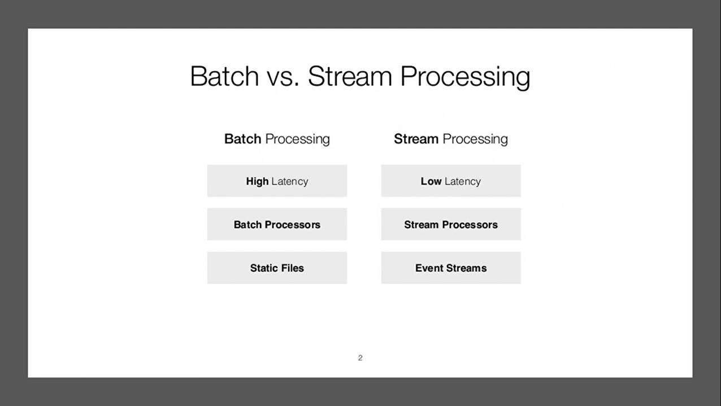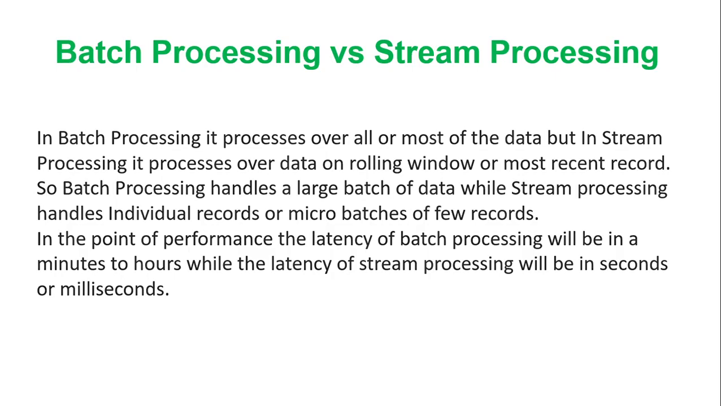Batch processing uses batch processors and stream processing uses stream processors. Batch processing handles static files and stream processing handles event streams. In batch processing, it processes over all or most of the data, but in stream processing, it processes data on rolling windows or most recent records.